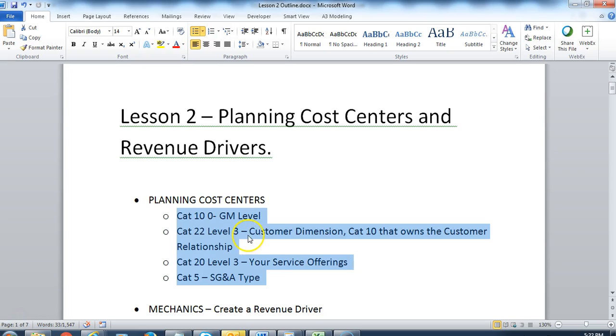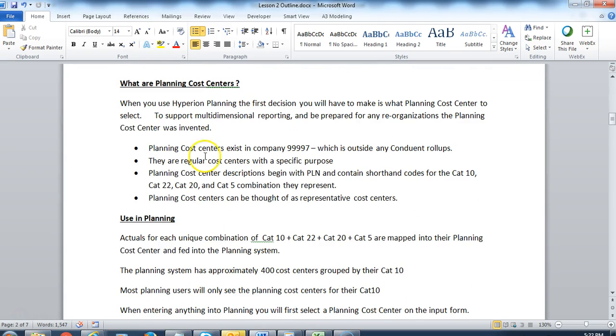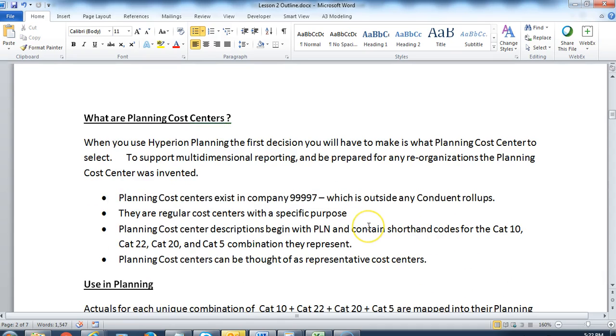I'm going to explain what these mean briefly. We made a decision that all the planning cost centers would start with 99997. That is a company that is excluded from the Conduent books, and it is reserved exclusively for planning. There could be 100 or more cost centers with a unique combination of these CAT codes. Those 100 cost centers will have one planning cost center, and all the actuals of those 100 cost centers will be combined and roll up to the one planning cost center.